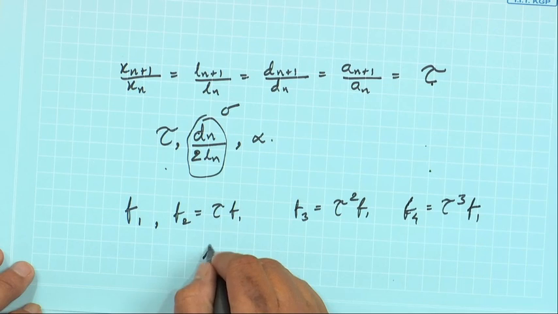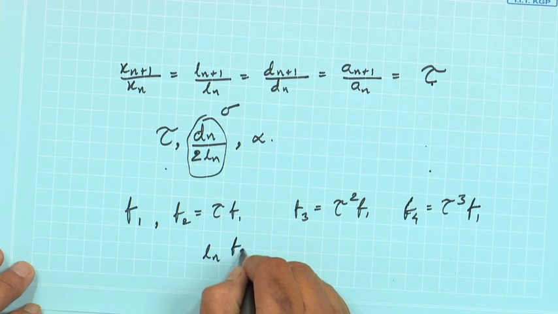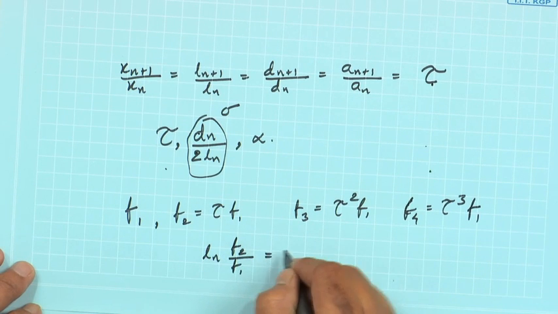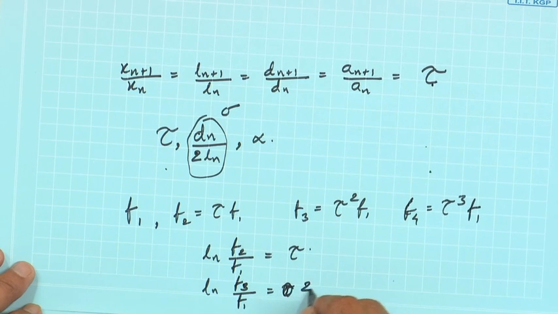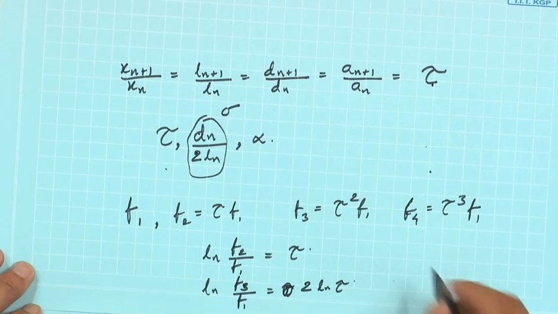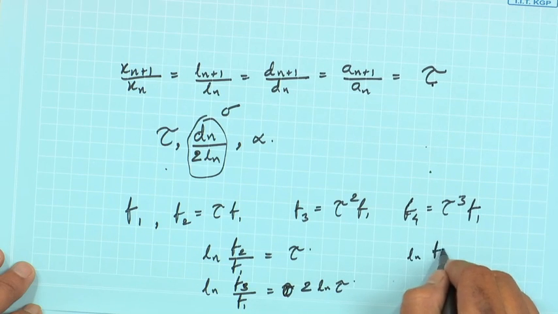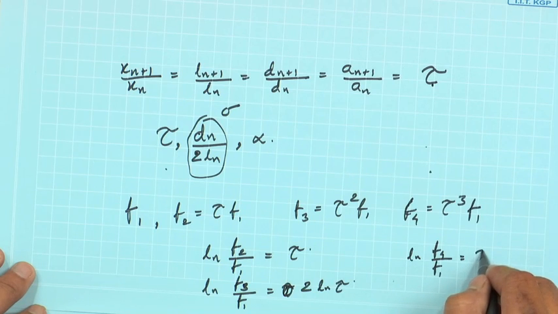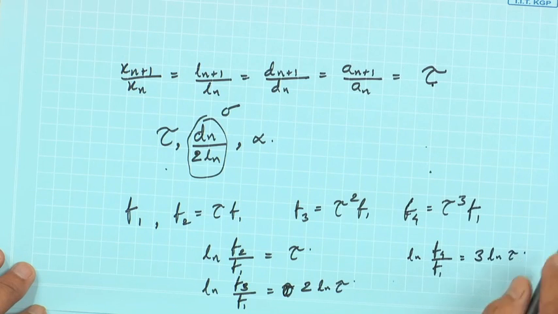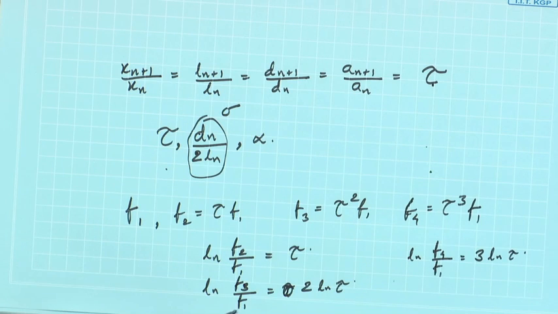So, actually we can note that ln f2 by f1 is ln tau, ln f3 by f1 is ln tau square, that means 2 ln tau, and ln f4 by f1 will be 3 ln tau. So, tau is called the log period, you see this.